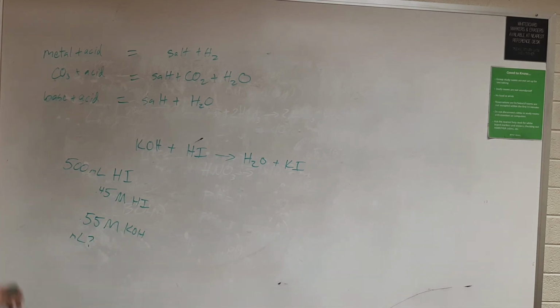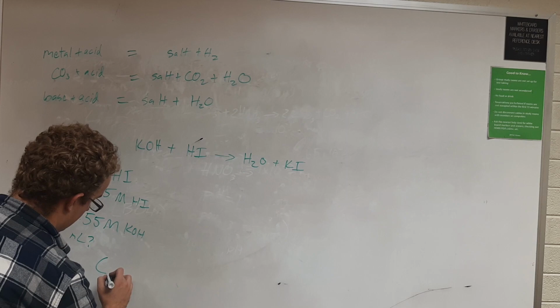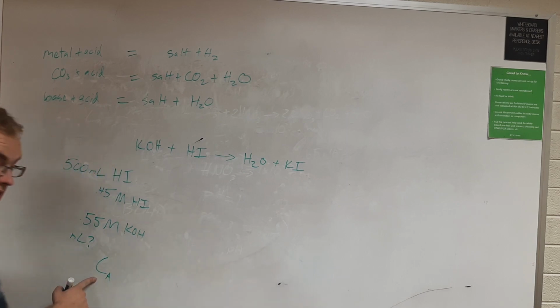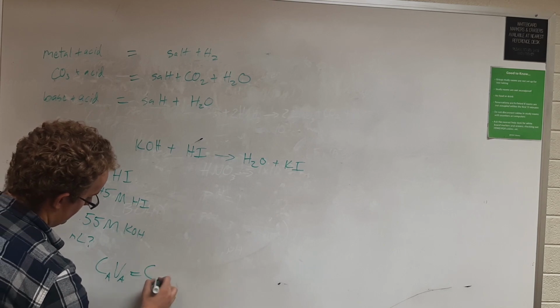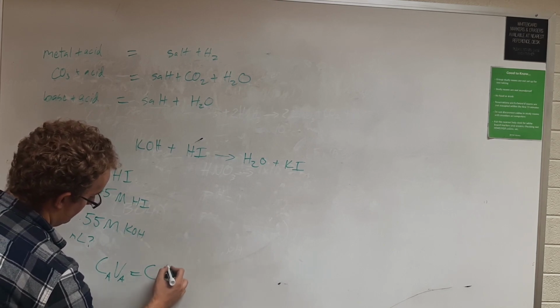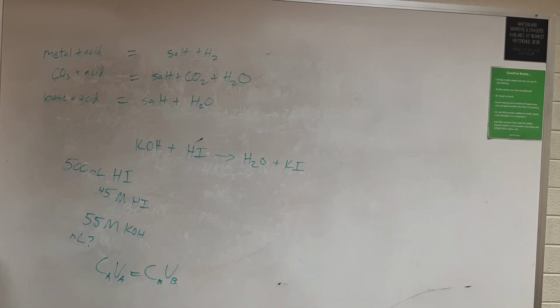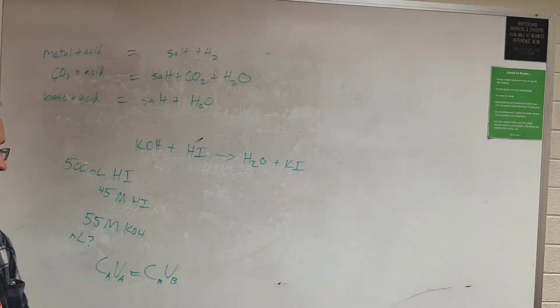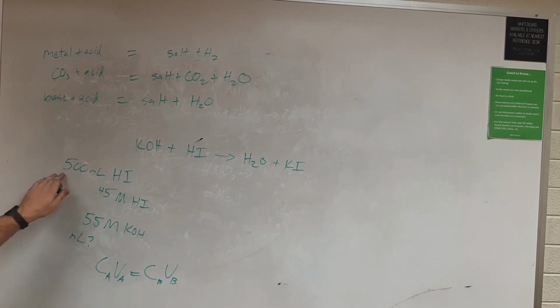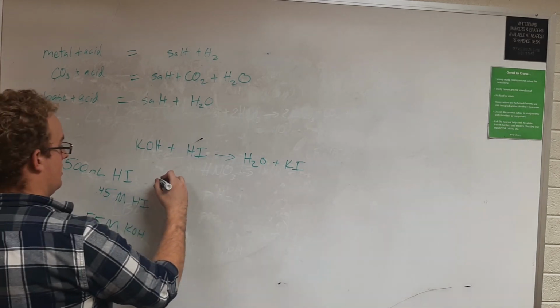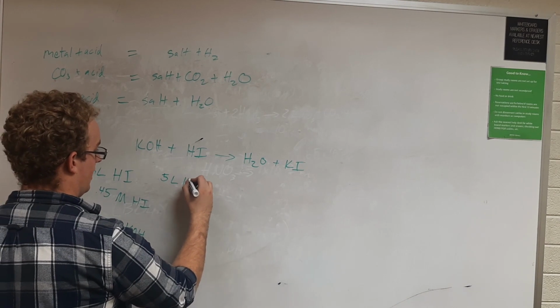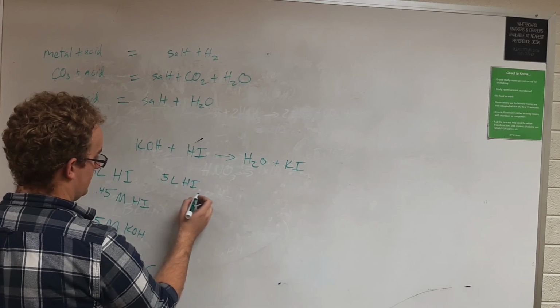This looks pretty similar to our C1V1, or I'll slot Ca for acid. CaVa of acid equals CbVb of base. And we'll just need to be particularly careful that the moles of each balance out, right? So let's start with this amount here. Molarity is in liters, so I'm going to write this in liters. Say we have 0.5 liters of hydroiodic acid.